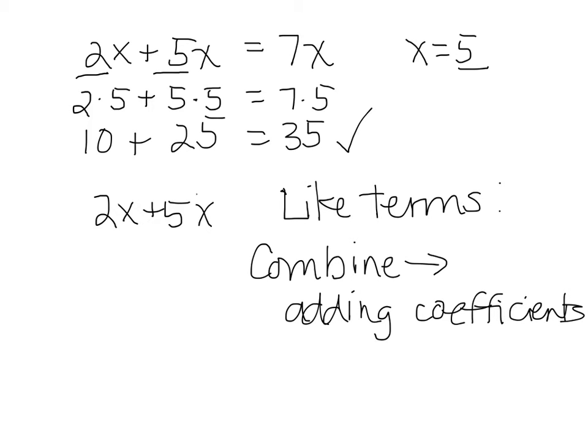So my coefficient here is 2, my coefficient here is 5, so we simplified this by combining the like terms, saying 2 plus 5 is 7. That makes this equal to 7x. Sometimes kids think that 2x plus 5y is equal to something like 7xy.